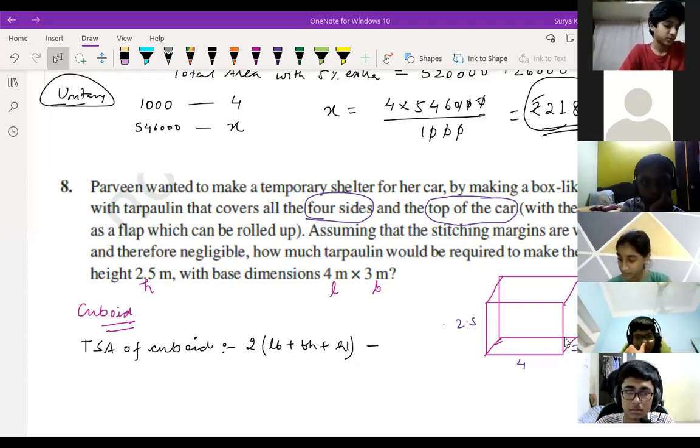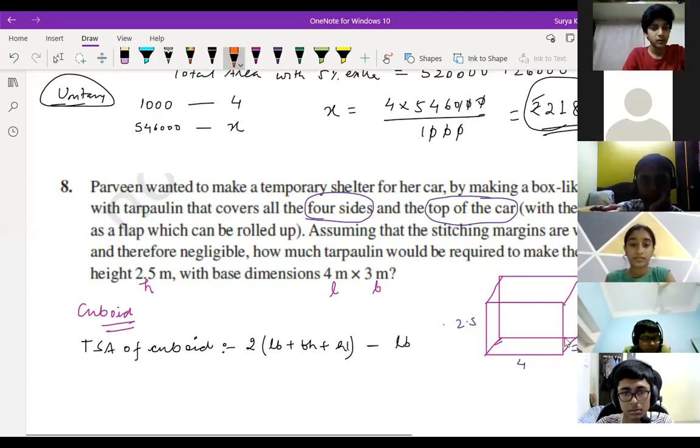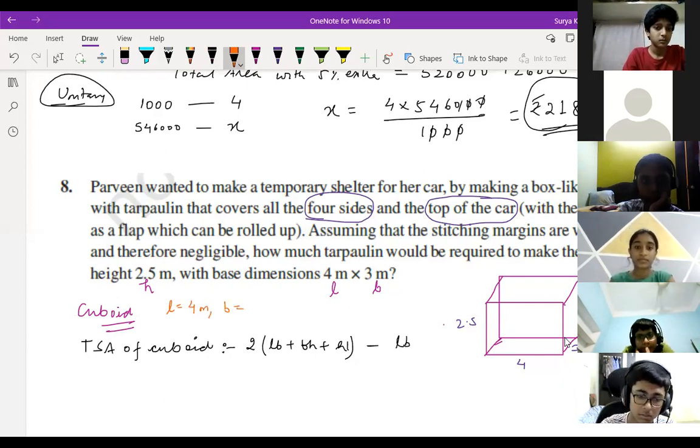So minus what we need to do, children? Base part is your length into breadth, right? We are not using tarpaulin over there. Is it clear to everyone, children? Yes, sir. So here we write, length is equal to 4 meters, breadth is equal to 3 meters, and height is equal to 2.5 meters.